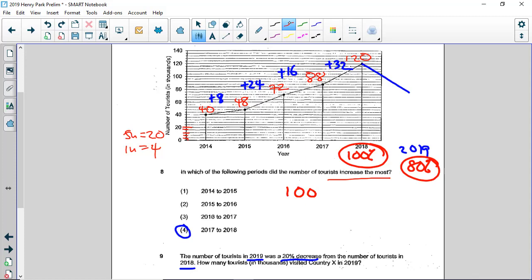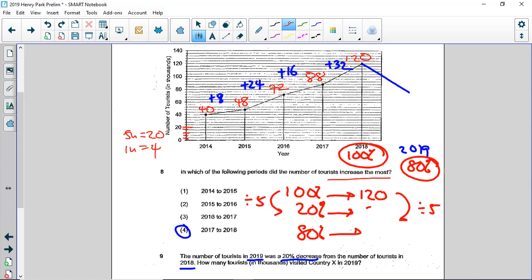So 100% is 120,000, right? Okay, then can we find how many is 80%? Then you do jumping. If you can do jumping, it is faster. So you divide by 5, you get 20%. And then the other side, you also divide by 5, you get 24. Then 20 times 4, you get 80, and 24 times 4, you get 96.